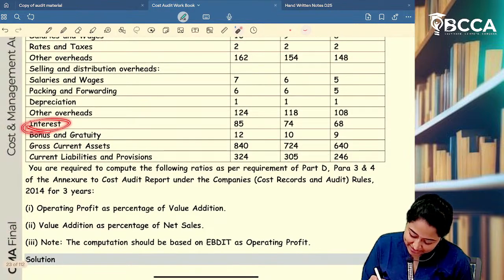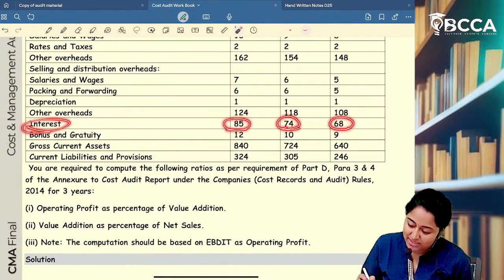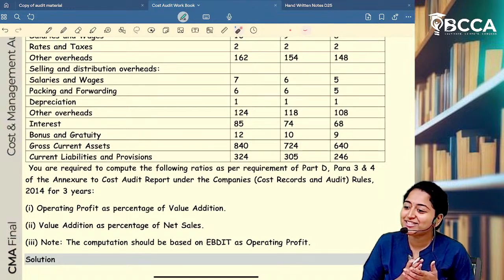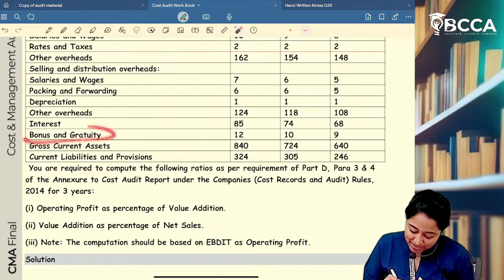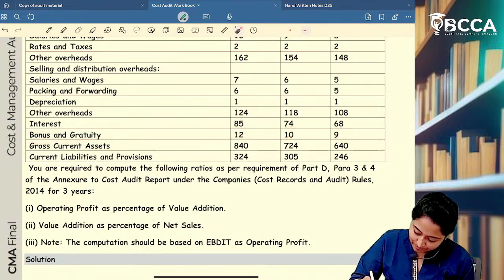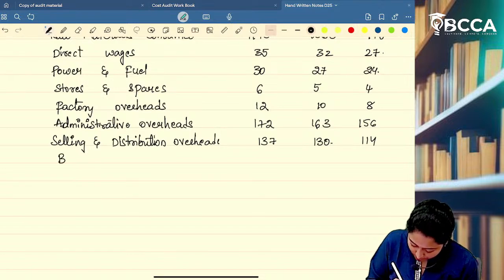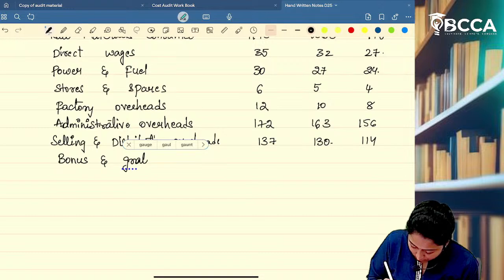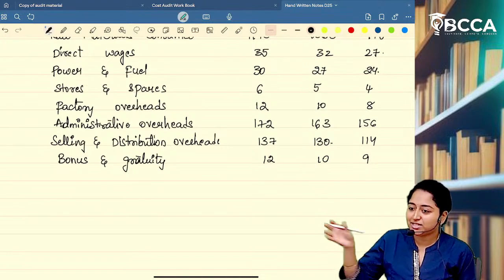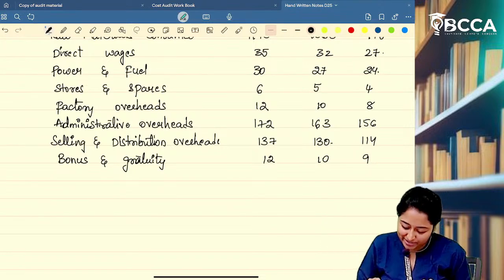Next interest 85, 74, 68. Will we consider interest? No. Bonus and gratuity we can take 12, 10 and 9. And assets and liabilities, that's balance sheet total. We don't need that for profit.